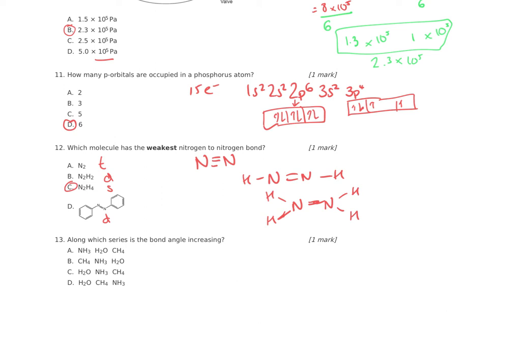Excuse me. Along which series is the bond angle increasing? So they're all the same molecules, just in different order. So I've got NH3, and again, you can do dot and cross to work this out if you're not confident with the molecules yet. You've got H2O, don't forget all your lone pairs in there. And you've got CH4.